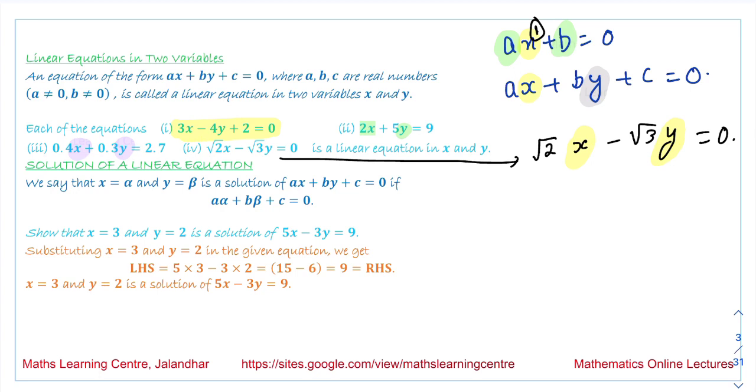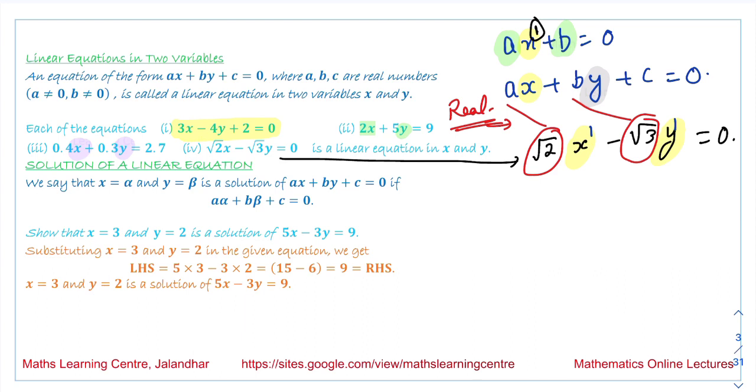Both these x and y have the power 1, and these constant terms are basically real numbers. These can be real numbers. So this is the definition. These are some of the examples of linear equations in two variables.